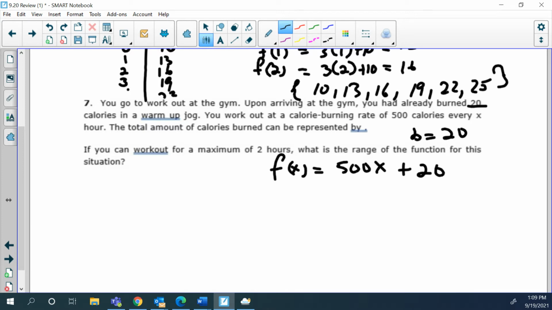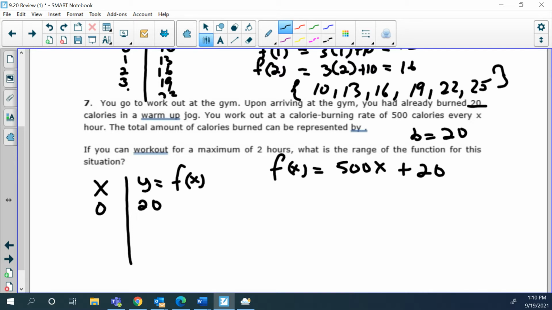It's not a range again. Okay, yes. What is the range after 2 hours? So every hour you're burning 500 calories. Well, you can figure this out without even using the function. All right, so we know that my input is going to be the hour, and my output y is going to be how many calories you burn after every hour. So when x is 0, at 0 hour, before you even get to the gym, it tells you that you burn 20 calories.